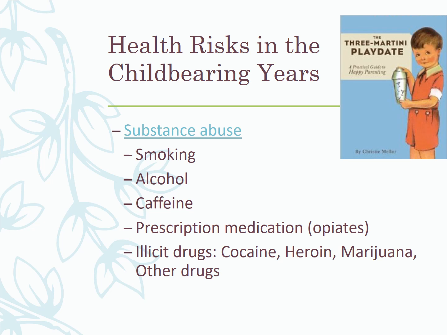So some of the health risks in childbearing years: substance abuse. Smoking, tobacco use is a leading cause of preventable death and illness. It is linked to cardiovascular disease, cancers, chronic lung disease, and negative pregnancy outcomes. It will cause a decrease in placental perfusion, and so consequently you have low birth weight babies. The average cigarette smoker shortens his or her life by about 6 to 8 years. Smoking impairs fertility in men and women.